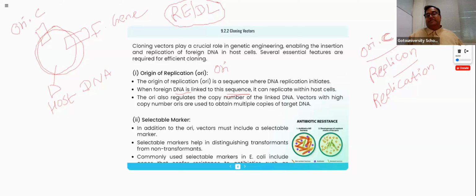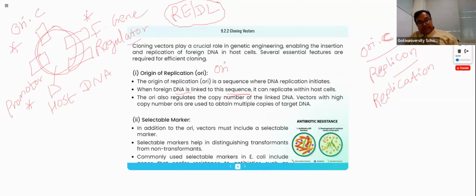The same way, in a plasmid DNA, when I'm introducing the foreign gene, the origin of replication should support this introduced foreign gene. The promoter should support the foreign gene. And the second thing is that the regulator should support the foreign gene introduction and multiplication.